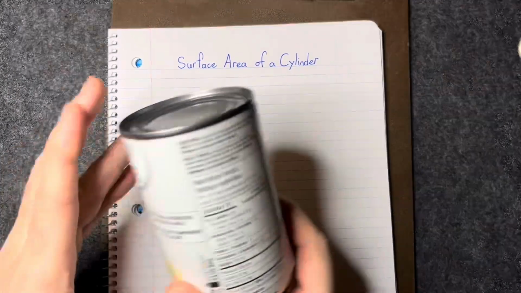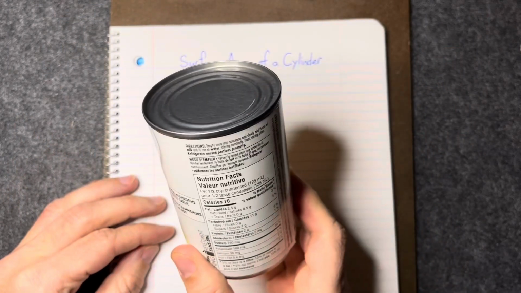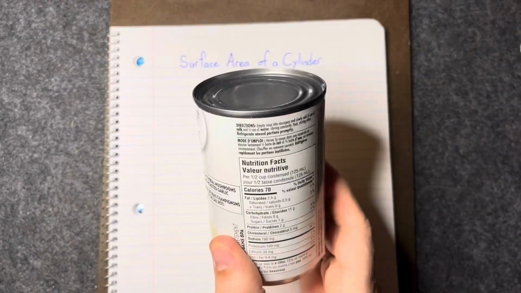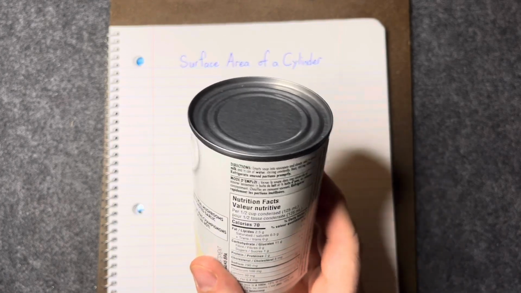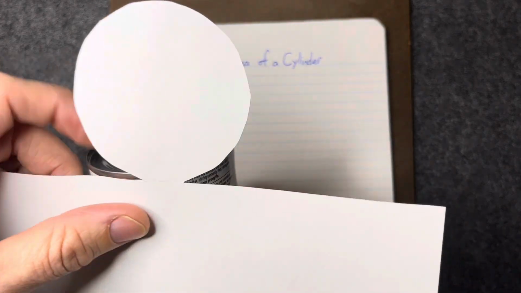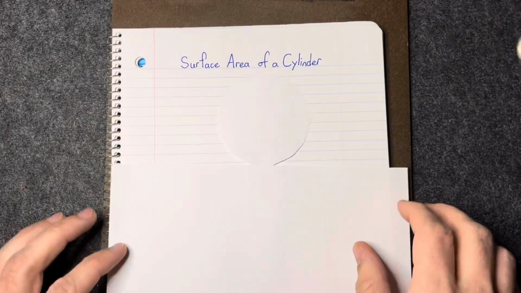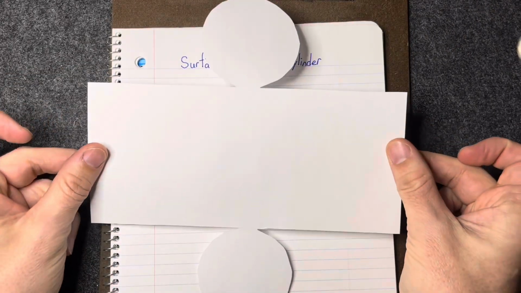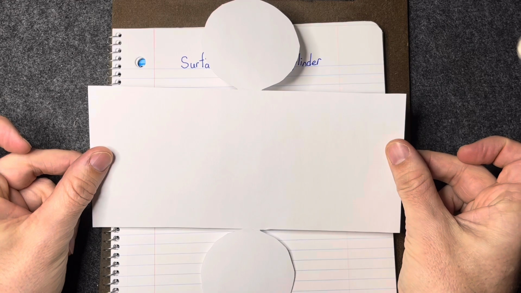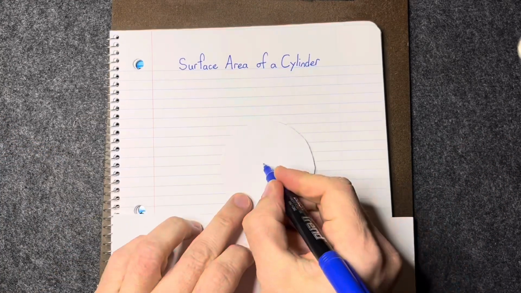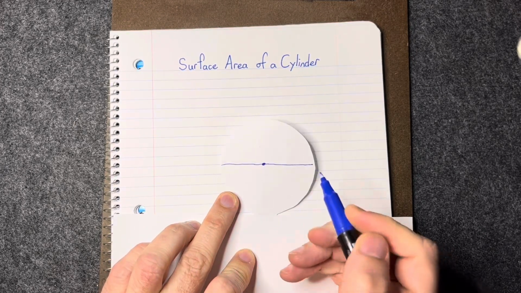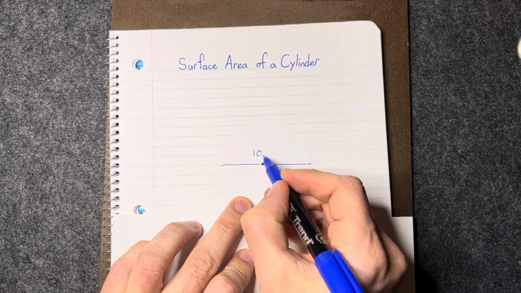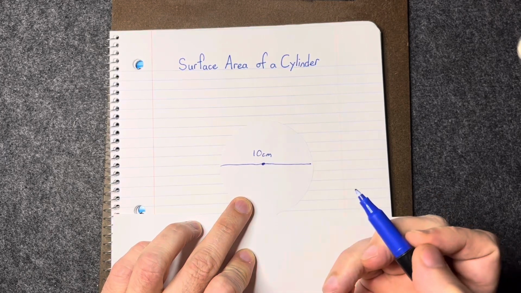So first of all, I have my cylinder here, a can of soup, and what we need to do is make a net of the 3D object of the cylinder. So what I've done is I took that 3D object and I unfolded it, and this is the net for a cylinder. So the things that we know is the diameter of the circle is 10 centimeters.